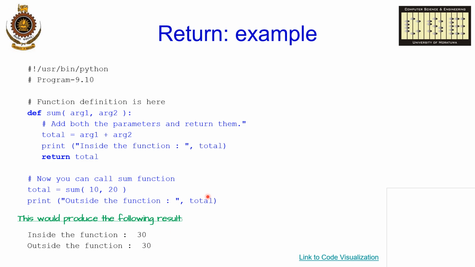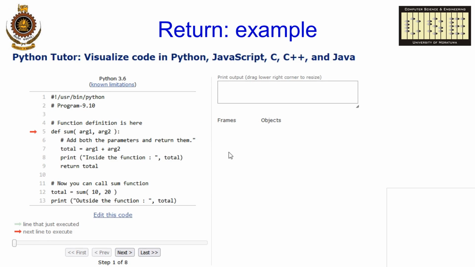Let's dig into the details of this using the code visualization using Python Tutor. Here we have the same function inside Python Tutor. Let's see what happens when we execute it. The sum function takes in two arguments, adds them up, prints it inside the function, and then returns the total value. First, as usual, the sum function gets a placeholder in the global memory which points to the object of the function, and then when we call the sum function, argument 1 becomes 10, argument 2 becomes 20, and then we go inside the function.